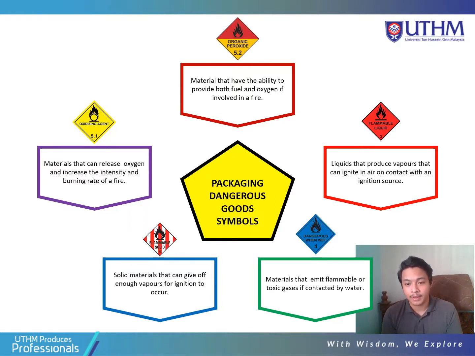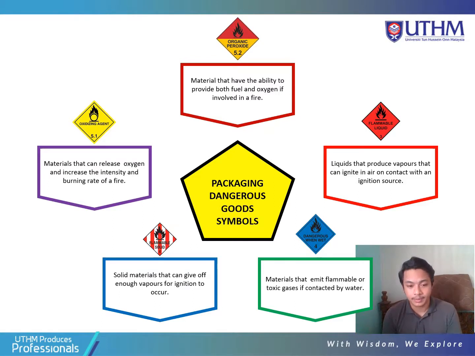Number 2. Flammable liquid. The class for this symbol is number 3. The function is to beware of liquid that produces vapors that can ignite in air on contact with an ignition source. Number 3. Dangerous when wet. The class for this symbol is number 4. The function is to beware of material that emits flammable toxic gases when contacted by water.